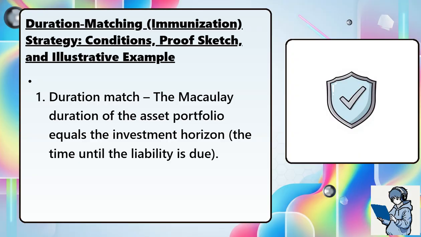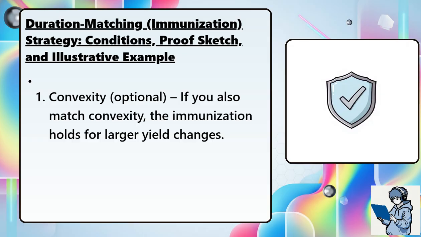2. Duration match. The Macaulay duration of the asset portfolio equals the investment horizon, the time until the liability is due. 3. Convexity optional. If you also match convexity, the immunization holds for larger yield changes.